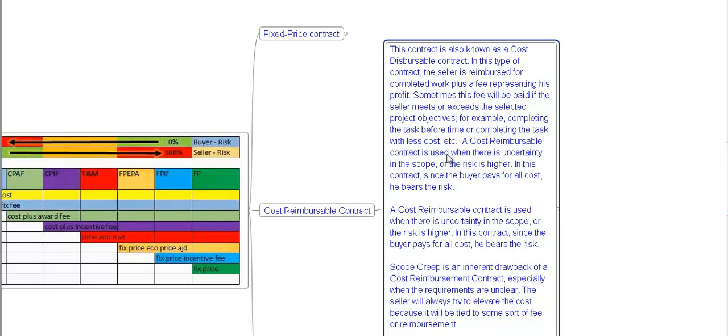A cost reimbursable contract is used when there is uncertainty in the scope or the risk is higher. In this type of contract, since the buyer pays for all the cost, he bears the risk.